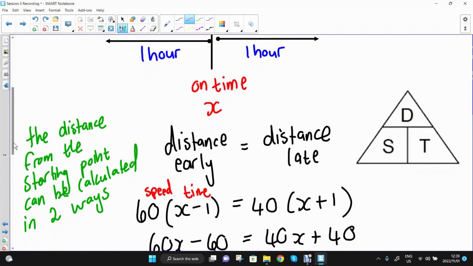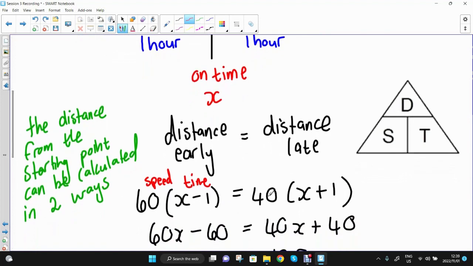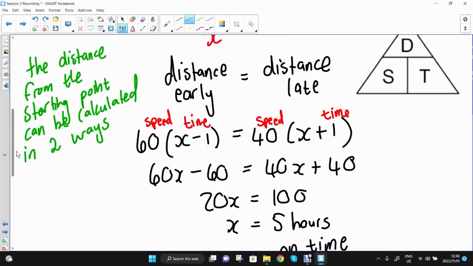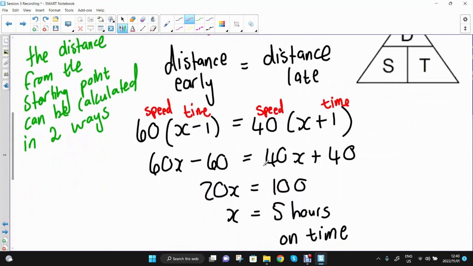Another way to explain the distance is to take the other scenario where I'm driving at 40 kilometers per hour and I'm then an hour late. So that's going to be X plus 1. Remember, X is the variable that I'm using to be on time, because I don't know how long that takes. And that's what I need to work out. So then you've got a beautiful equation that you can solve. You can multiply out your brackets, collect all your X terms on the left, take everything else to the right, and you get 5 hours. So it will take you 5 hours to be on time.